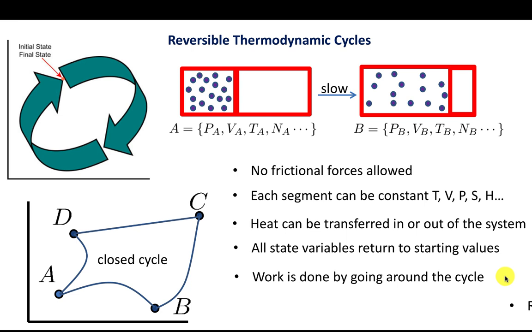And of course, because an expansion means that work is done by the system, PdV is positive. On the other hand, if the system is compressed, then you have done work on the system. In other words, reversing the direction reverses the work. So going around one way and going around the opposite way, they will have opposite signs for the work.